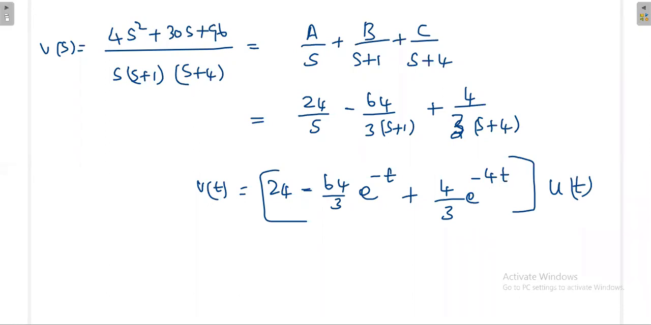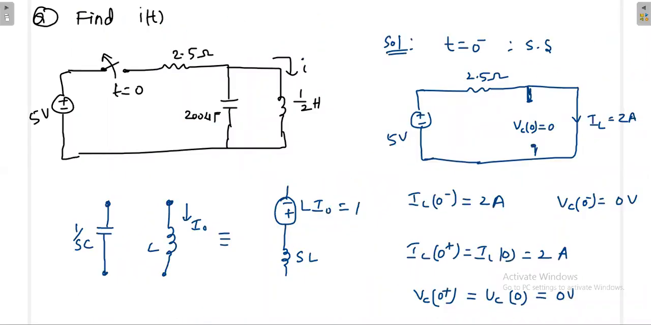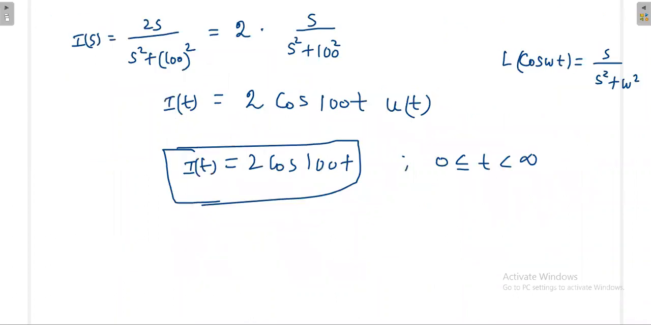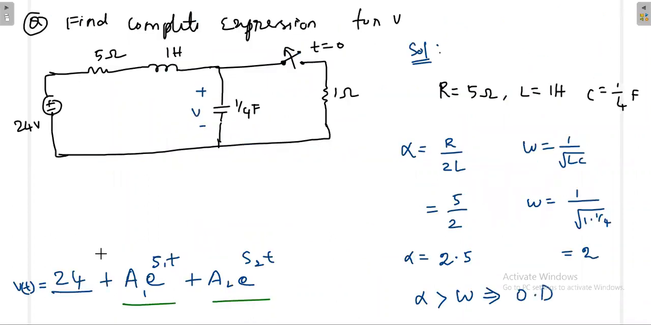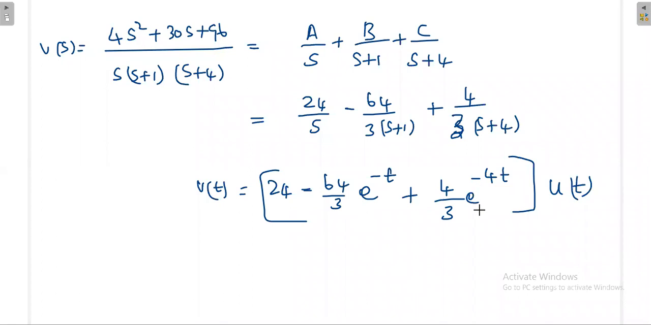Just compare with the original one. We need the final answer in this format: 24 plus a1 e power s1 t plus a2 e power s2 t. So we got that format finally, that is 24, where the a1 value is negative, the other value is positive, and one root is minus 1, the other root is minus 4. The same question, you try to solve with the ordinary time domain technique and try to get this answer. So with this I will stop. We'll see the remaining things tomorrow.